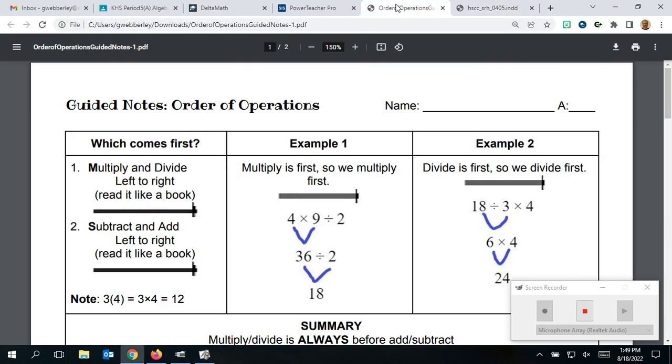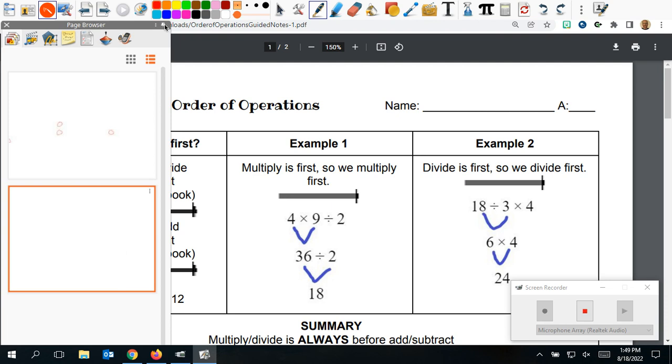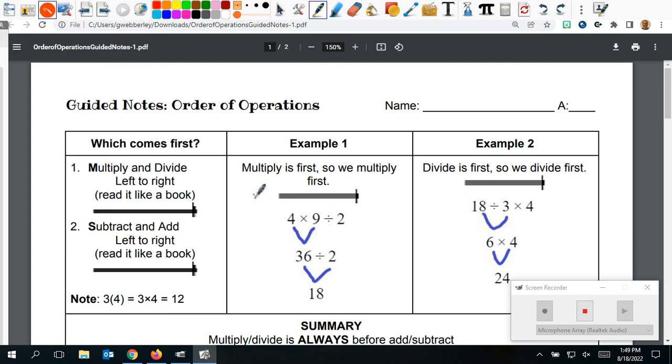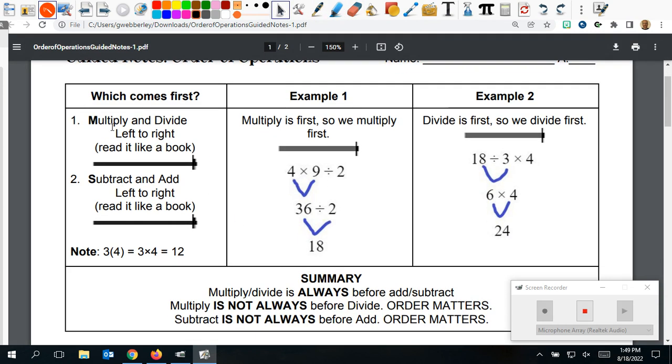Okay, on to this one. So to the back side now. The back side has just a little bit of information at the top. It says which comes first. It's showing you again that multiplying and dividing comes before adding and subtracting, but it is left to right.